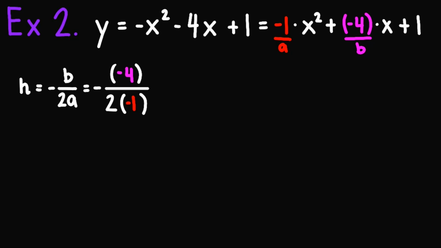4 divided by 2 is 2. We can cancel out the negatives out here and we'll be left with negative 2. So this is the value for h. Next, we find k.